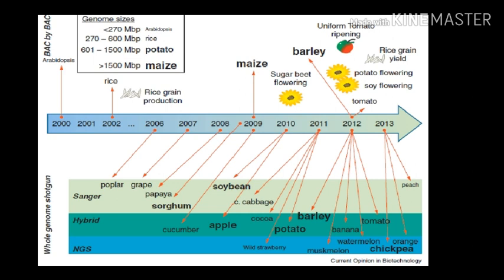In 2011, cabbage, cocoa, wild strawberry and potato were sequenced. Cabbage by the Sanger method, cocoa and potato by a hybrid method and wild strawberry by an NGS strategy. In 2012, barley, banana, tomato, muskmelon and watermelon were sequenced. Barley was sequenced by a hybrid method, banana and tomato were also sequenced by a hybrid method, and muskmelon and watermelon by the NGS method. In 2013, orange, chickpea and peach were sequenced. Chickpea and orange were sequenced by the NGS method and peach by following the Sanger method.